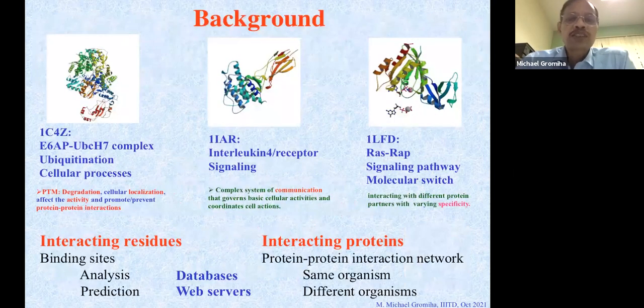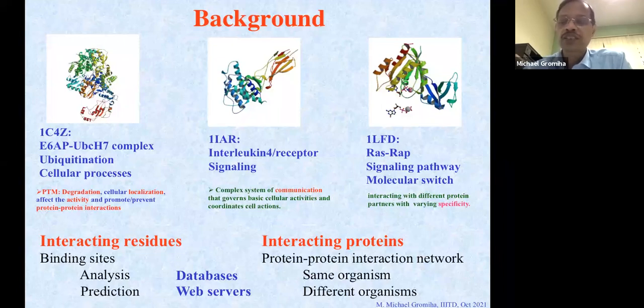As we all know, protein-protein interactions play a major role in several cellular processes, like ubiquitination, a kind of post-translational modification, which affects degradation and cellular localization, and promotes or prevents protein-protein interactions. Then there is signaling, a complex system of communication which governs basic cellular activities and coordinates cell actions. And there is molecular switching, where a protein interacts with different complexes with different affinities.